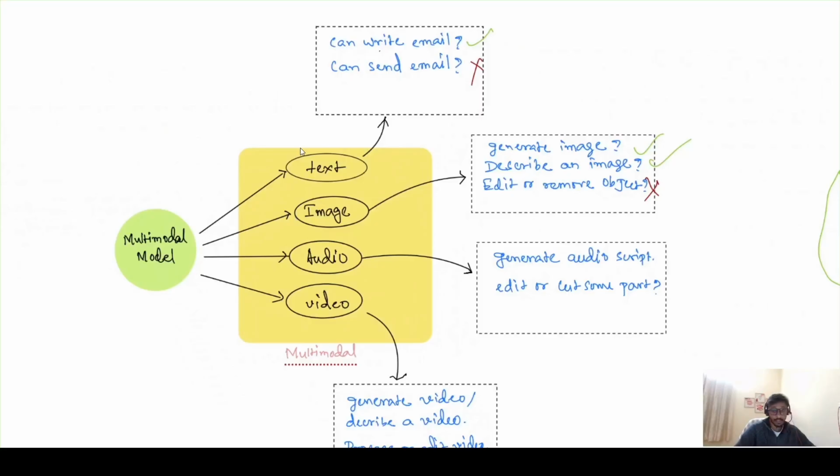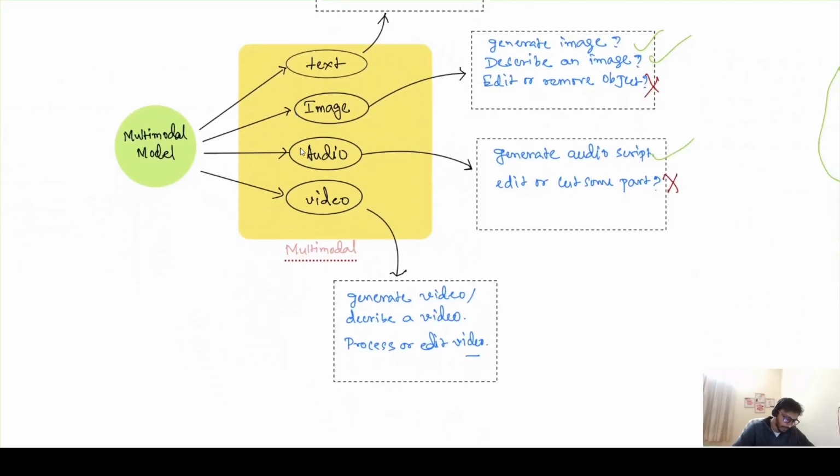So for audio it can generate an audio script, right? But can it edit or cut some part of the clip? No, it cannot do it, right? So it can generate an audio script but it cannot edit the audio. Similarly, for video, can it generate a video or describe a video? Yes, it can do both. But can it process or edit a video, or let's say track a vehicle, or catch a thief? Is it possible? No.